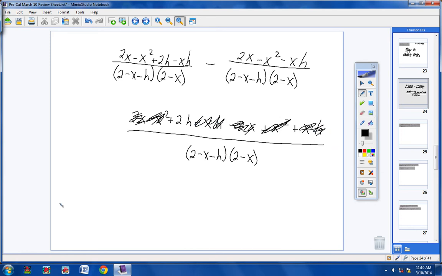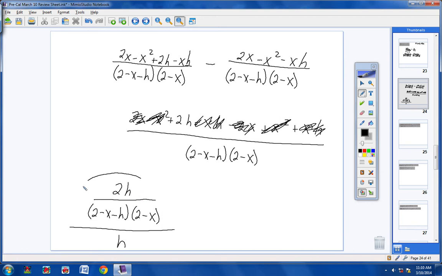So here's what I finally have. I finally have 2h over this common denominator right here. And then don't forget, that's all over what? H. So really what I have is this fraction right here divided by h. So that's what I'm going to do. I'm going to put divided by h over 1.